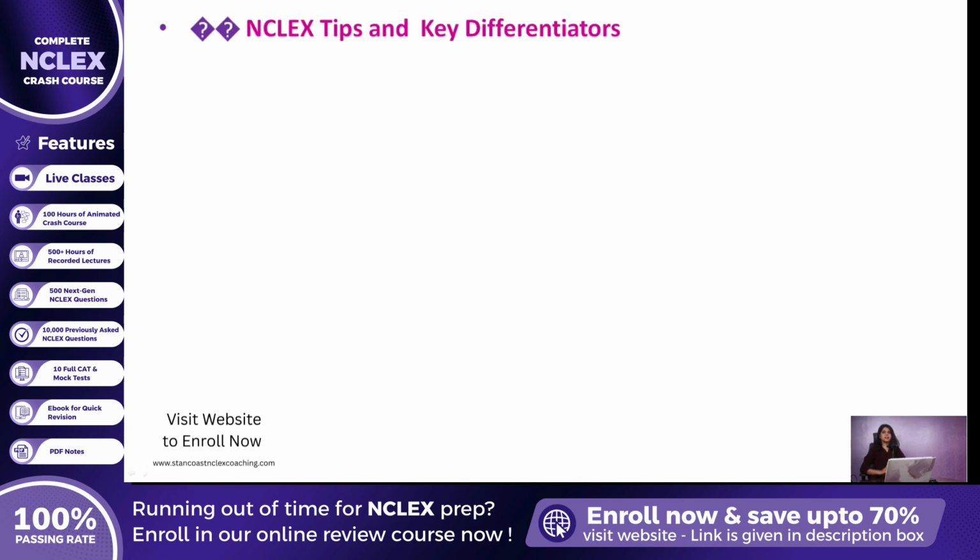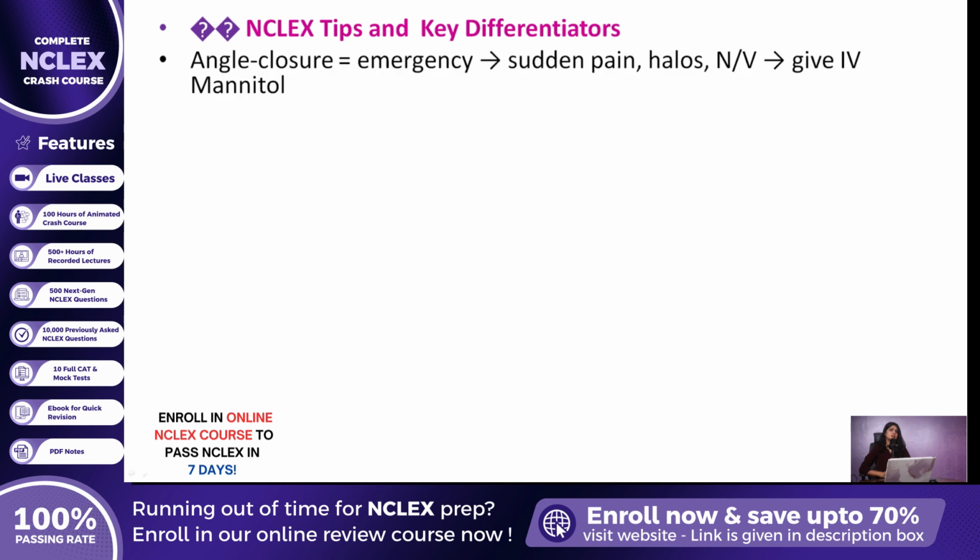All right, now let's move forward and talk about some NCLEX tips and key differences you need to be absolutely clear about when it comes to glaucoma. First, let's start with angle closure glaucoma. This is not something you take lightly. It's a medical emergency. The symptoms usually come on suddenly. The patient may report intense eye pain, may say they're seeing halos around lights, and can even experience nausea and vomiting. So what do you do in this case? The priority intervention is to give intravenous mannitol. That's a medication used to quickly reduce intraocular pressure and prevent further damage to the optic nerve.